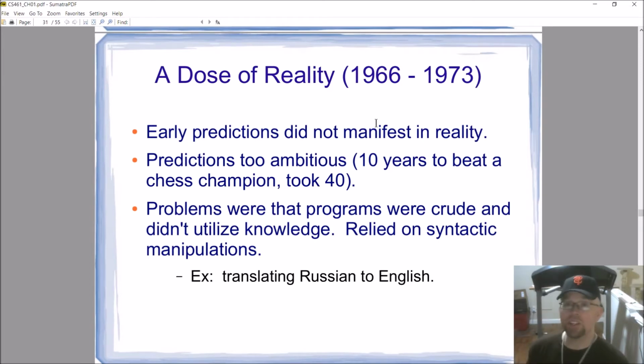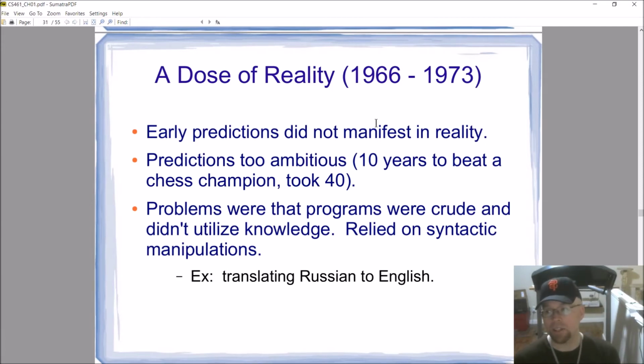So some of those early predictions that they made in the previous era, where they're like, oh, well, we're going to be able to build a computer that can beat a chess champion in 10 years. Well, it didn't happen, right? It actually took 40. And they were running into problems with their programming that didn't utilize knowledge as they thought they could, right? So, for example, the textbook tells a story about how, during the Cold War, the national security apparatus was trying to use artificial intelligence, a form of artificial intelligence, to translate secret Russian documents into English.